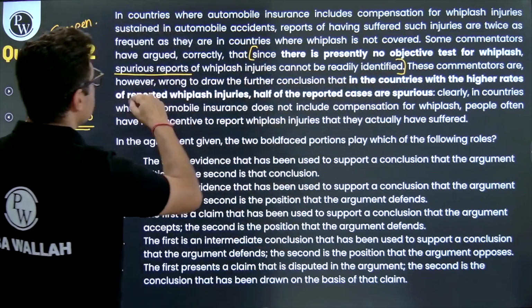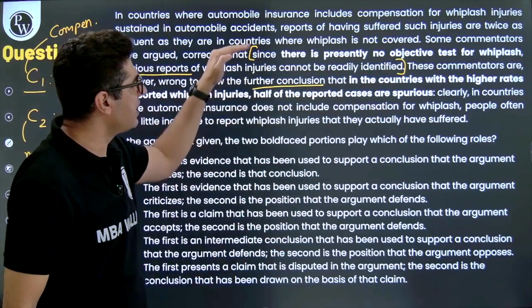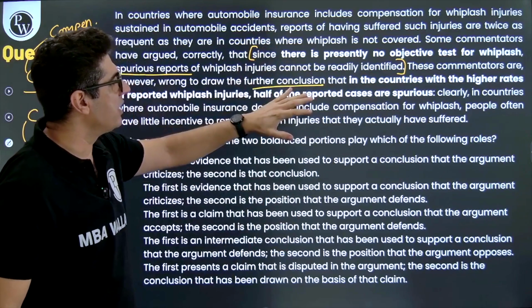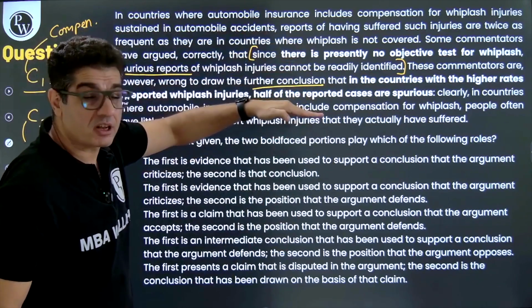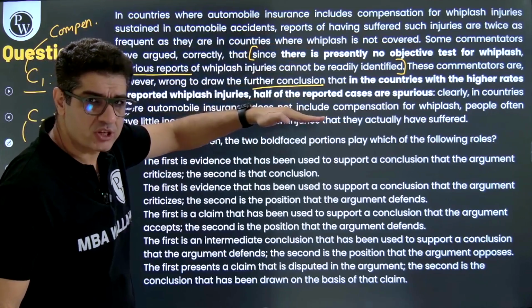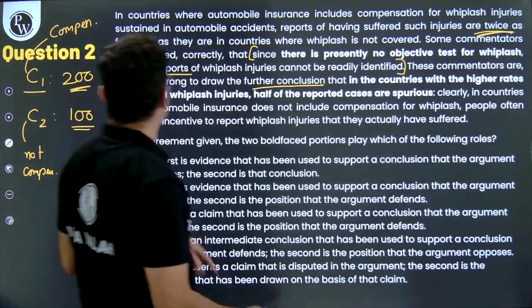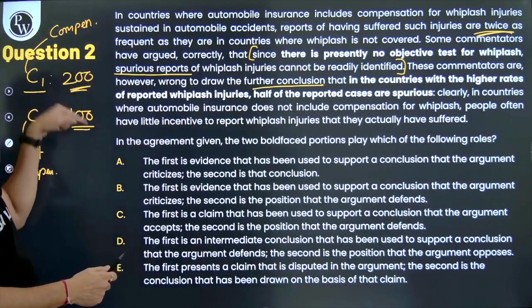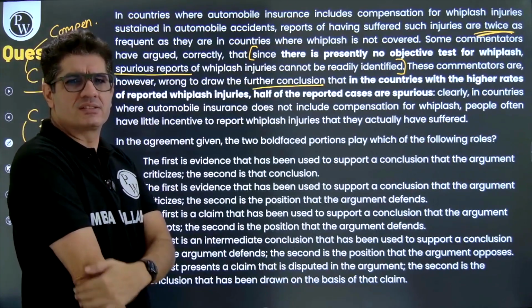These commentators are, however, wrong to draw the further conclusion. The moment you see this further conclusion, you realize now we are talking about a multi-tier argument. So no objective test for whiplash. So we cannot determine whether whiplash injury is spurious or not. Therefore, all these extra whiplash injuries being reported in country 1, these extra 100, they must be spurious.